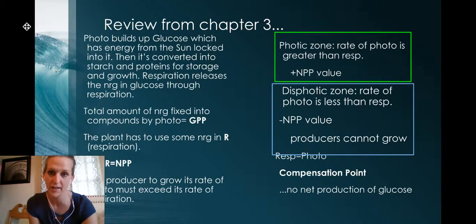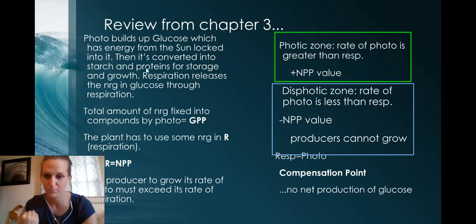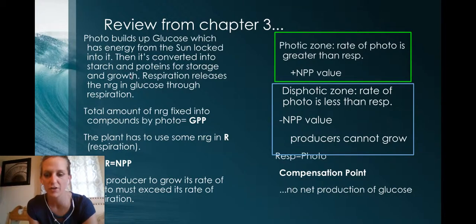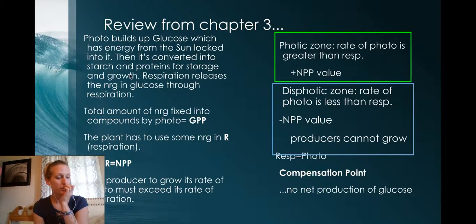All right. Review from chapter 3. Not really going to go over the top. I already said that before. So photosynthesis creates glucose. Respiration is going to break it apart. The total amount of energy that's fixed into a compound by photosynthesis is your gross primary production.